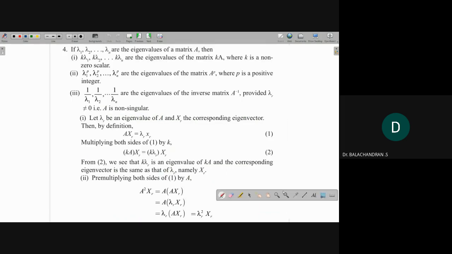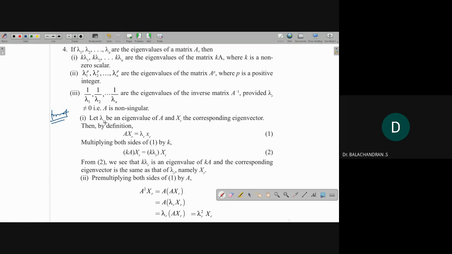So the next property is: if lambda 1, lambda 2, ..., lambda n are eigenvalues of the matrix A, then k lambda 1, k lambda 2, ..., k lambda n are eigenvalues of the matrix kA, where k is a non-zero scalar. First we will finish this one, and then I will come to subdivision 2. Okay. So in general, the proof starts from here.